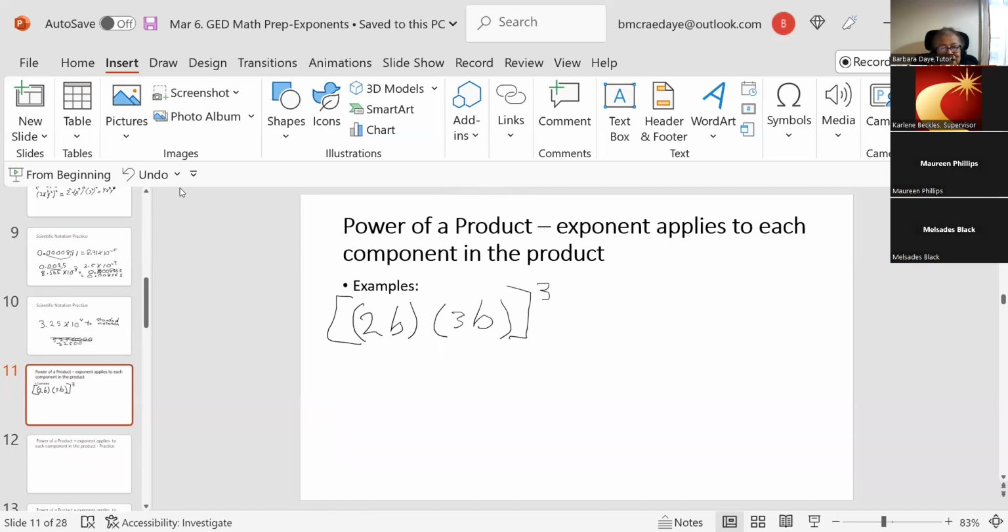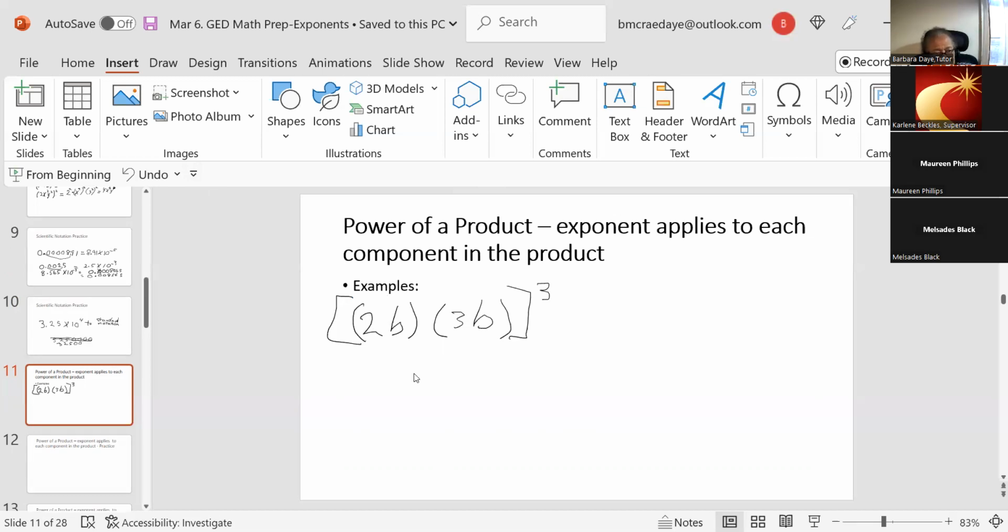So what do we say about the rule for power of a product? Anyone want to say the rule? Maureen, you want to state the rule? Exponents apply to each component in the product. That's right. Exponent applies to each component in the product. That means you're going to raise the 2B to the 3rd and the 3B to the 3rd, right? So I want you to do that and tell me the answer.